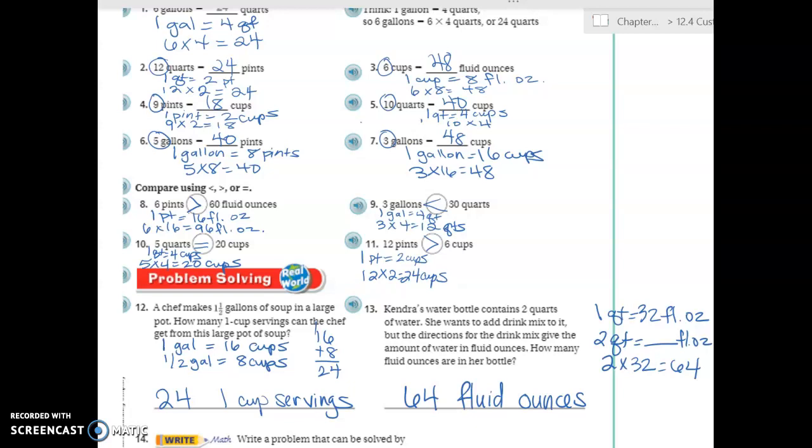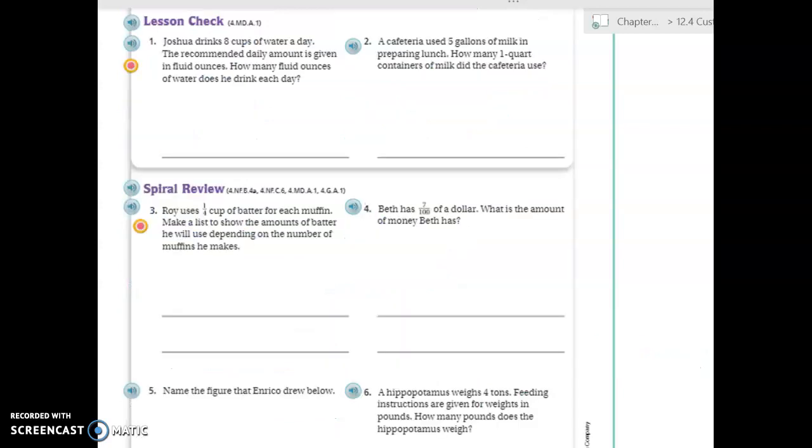Go ahead and turn to the next page. I will read these story problems, and if you need to pause in between, please do so. Solve them, and then the answers will be revealed. Joshua drinks 8 cups of water a day. The recommended daily amount is given in fluid ounces. How many fluid ounces of water does he drink each day? A cafeteria used 5 gallons of milk in preparing lunch. How many 1 quart containers of milk did the cafeteria use?